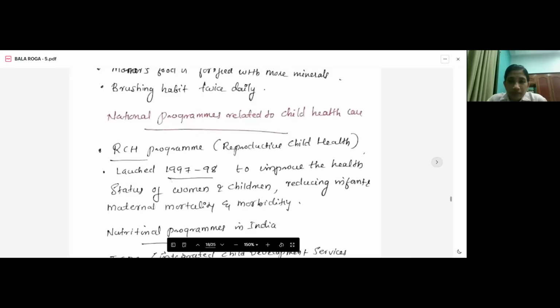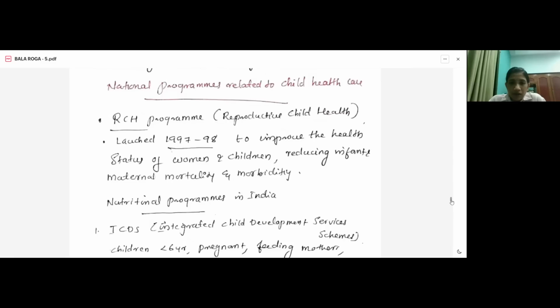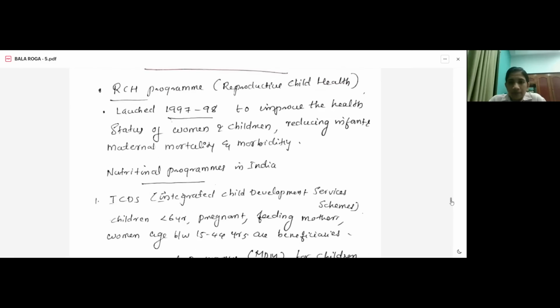Then we have the national programs related to child health care. Mainly the RCH program. You may have heard about this program. That is the RCH program, Reproductive Child Health Program. It was launched in 1997 to 1998 to improve the health status of women and children and reduce infant and maternal mortality and morbidity. This is the aim of this program. Both the health of mother and baby is taken care of in the RCH program. And remember the launching year of the RCH program.